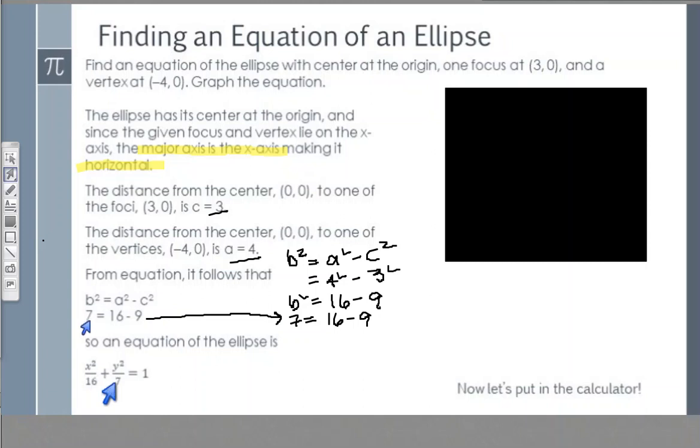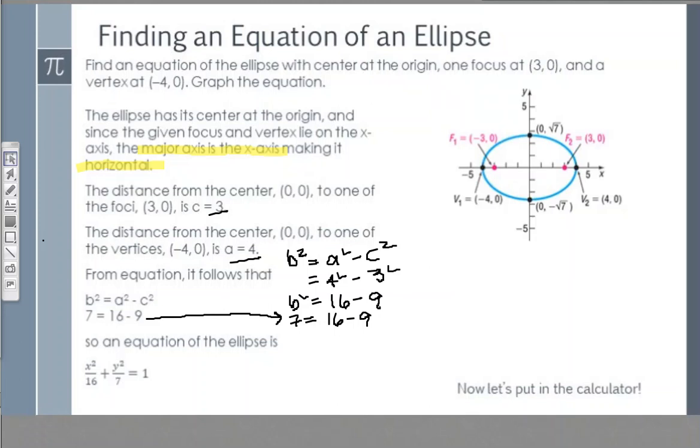Now let's look at the graph and how it all falls into place. Our origin is the center. They gave the focus at (3, 0). We know the second one is going to be the opposite, which is (-3, 0). And then we know that our vertex is (-4, 0). You can see that right here.